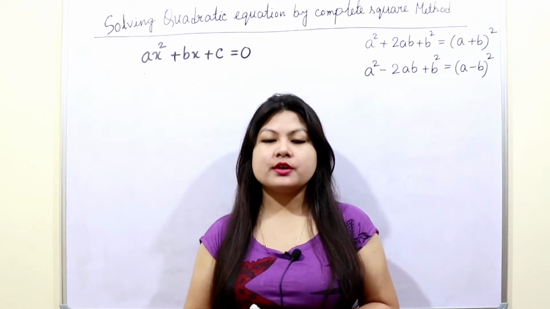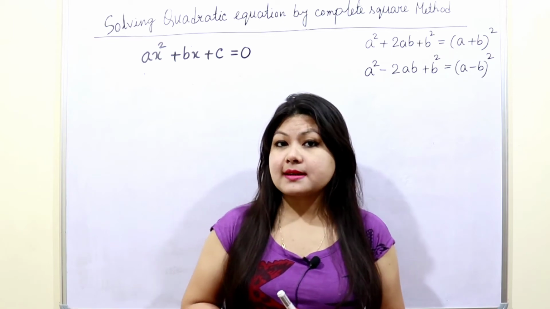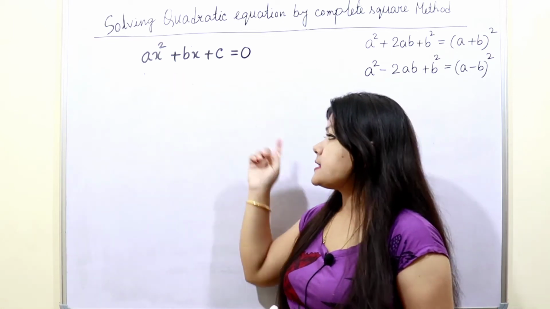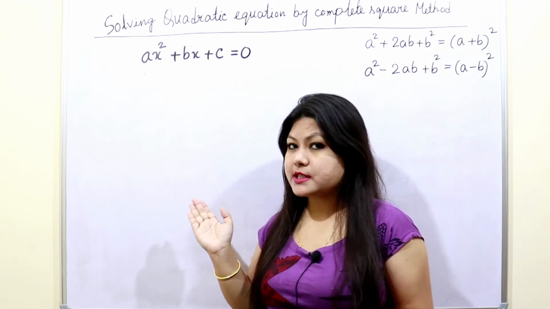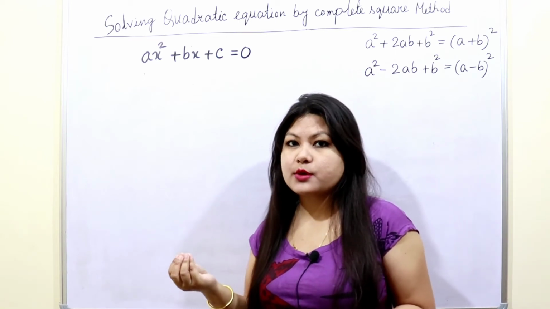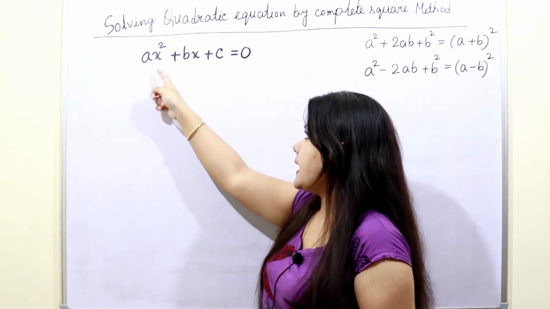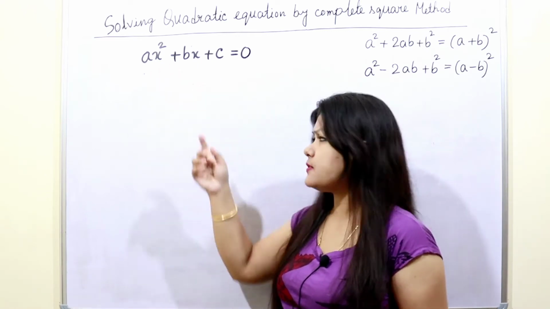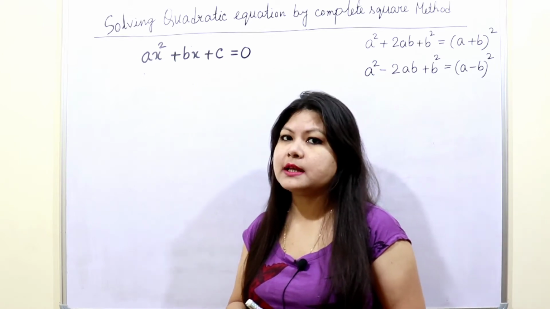Today I am going to discuss the solution of a quadratic equation by the complete square method. First of all, we will discuss the general quadratic equation, ax square plus bx plus c is equal to 0. This is a general quadratic equation. Here a and b are the coefficients of x square and x respectively, and c is the constant value.